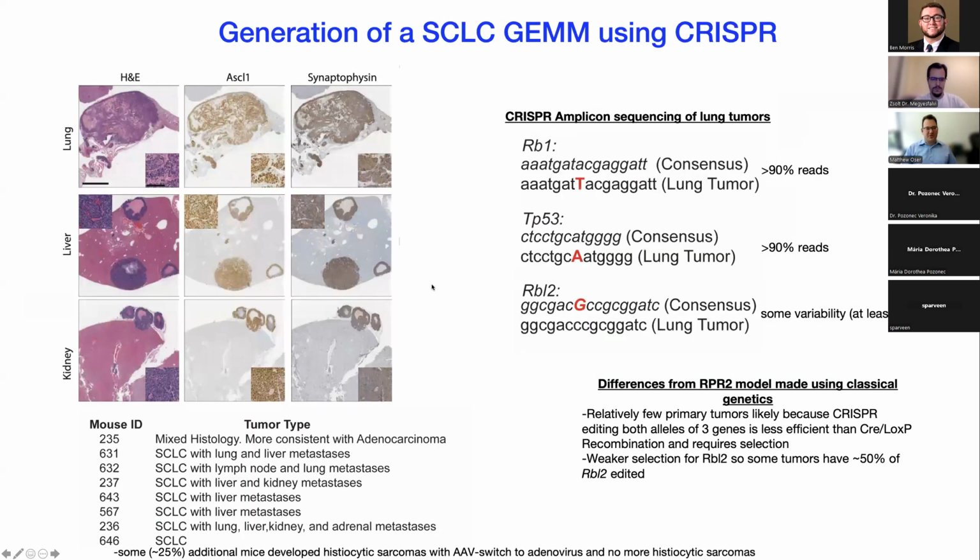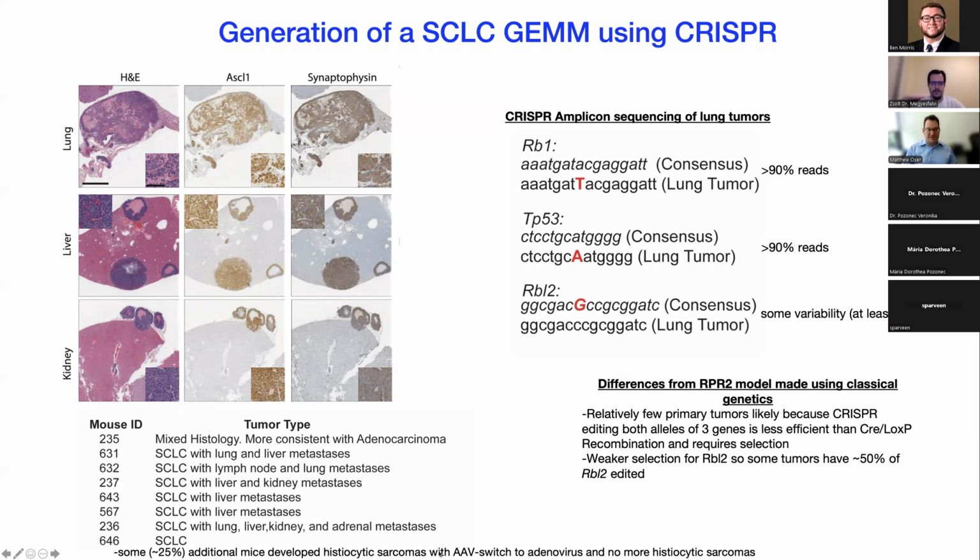And so from this first cohort, we characterized the tumors, and these were neuroendocrine tumors that were ASCL1 positive, synaptophysin positive. As you'll see on the table at the bottom, most of these tumors metastasized spontaneously to the liver, and then we saw some kidney and adrenal mets. So this recapitulated what had been reported for the RPR2 model, very similar histology, similar subtype.